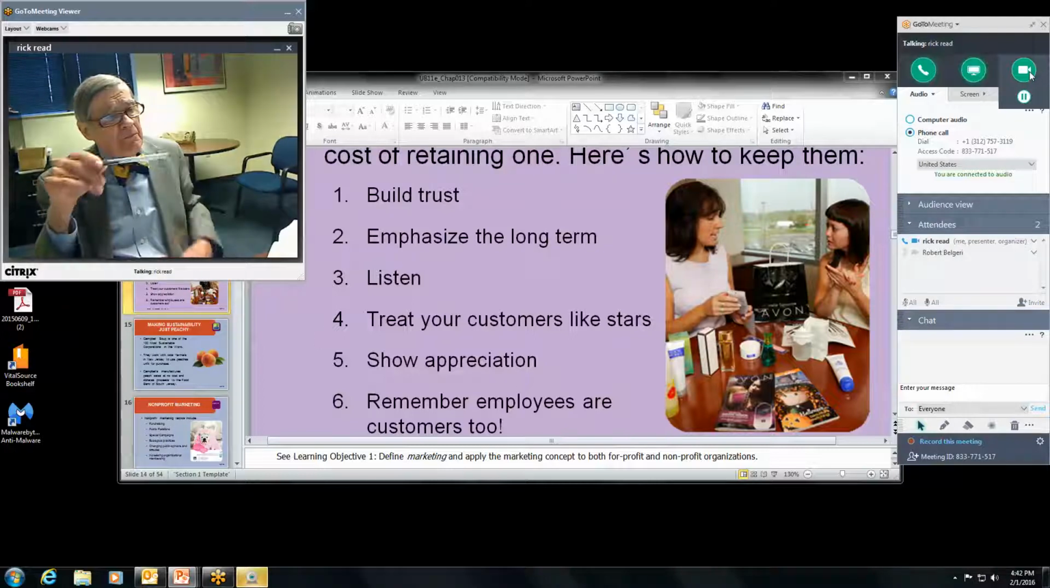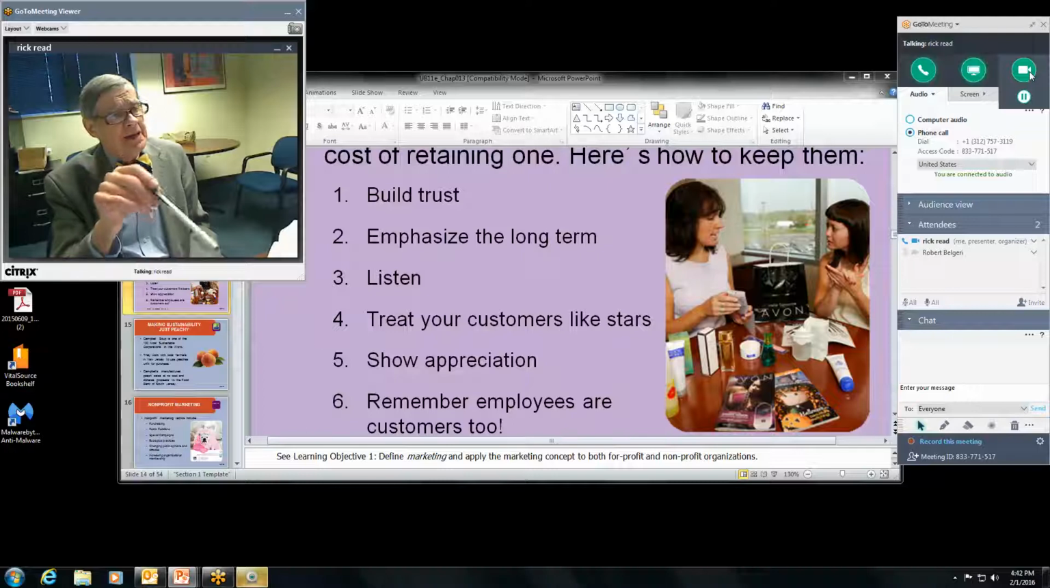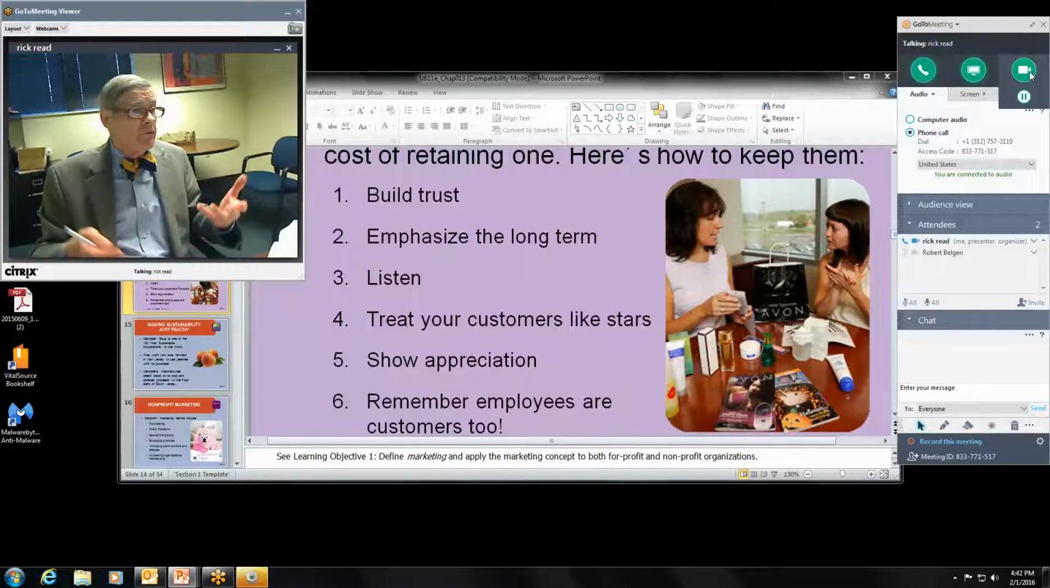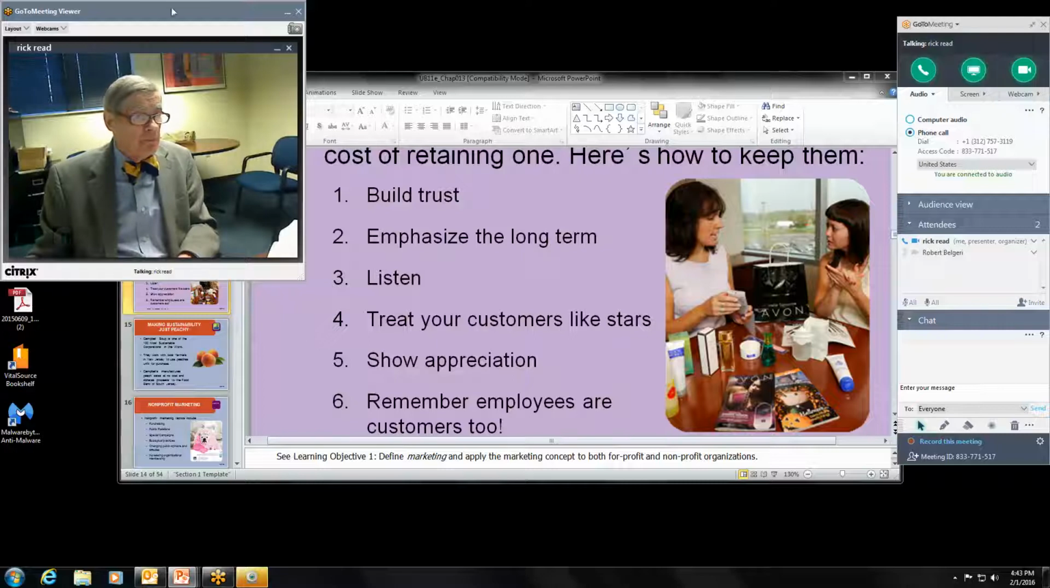And then I think the next thing on here, none of these are any more important than the other, is just to show appreciation and genuinely let the customer know that you appreciate his or her business and that you look forward to working with them in the future, future sales, future products, whatever.